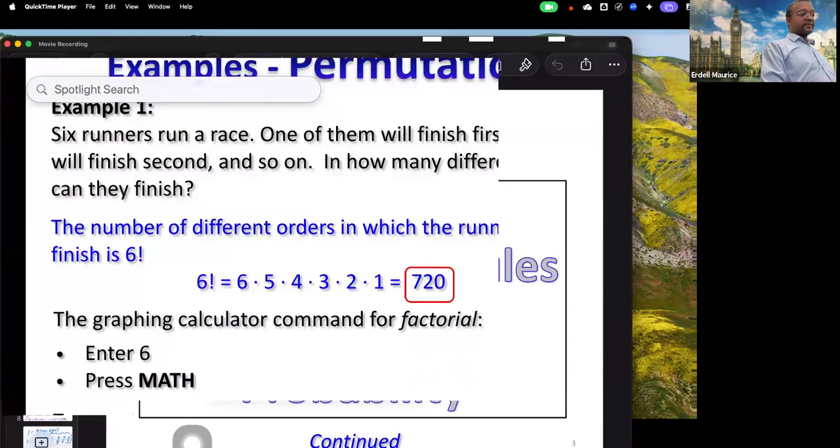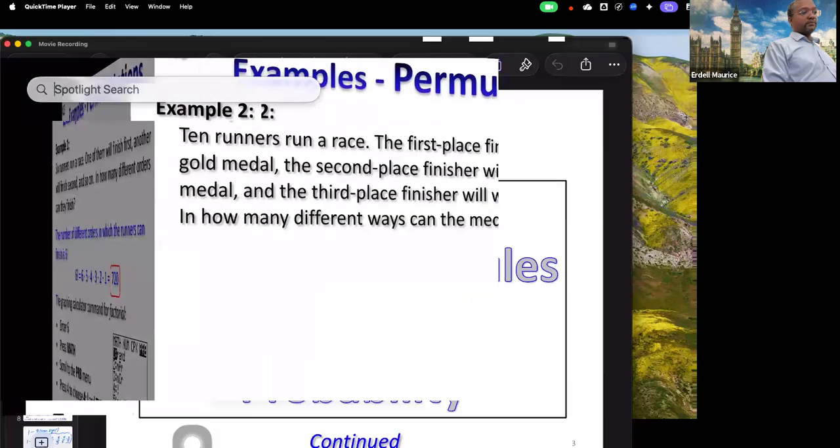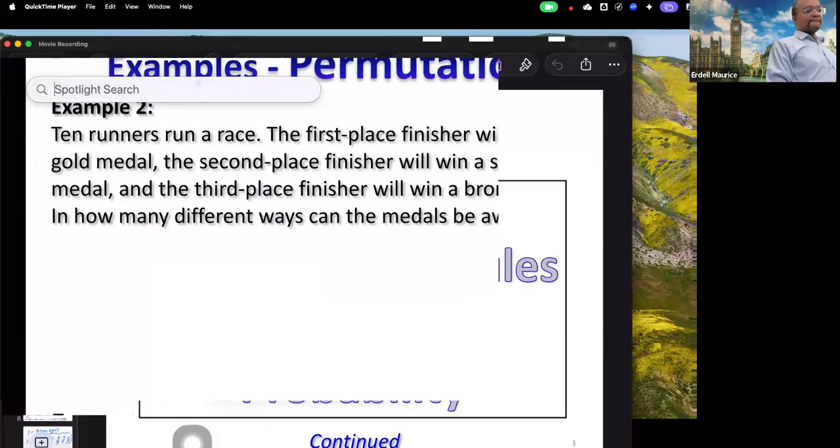So I already showed you guys how to do this on your calculator. Let's make an adjustment here. 10 people are running a race. First place will win a gold medal. Second place will win a silver medal. And third place will win a bronze medal. How many different ways can the medals be awarded?